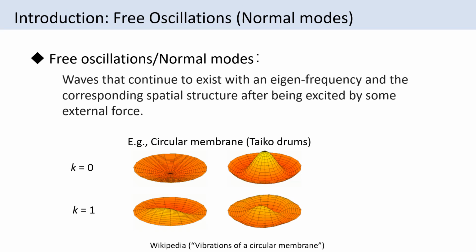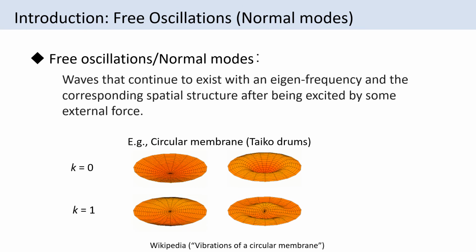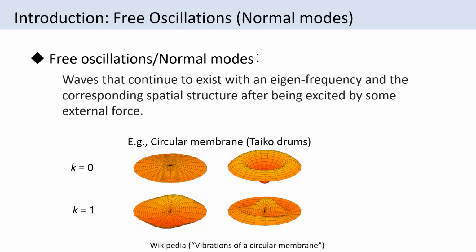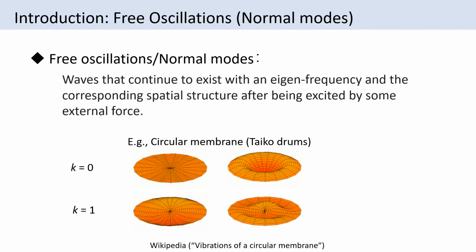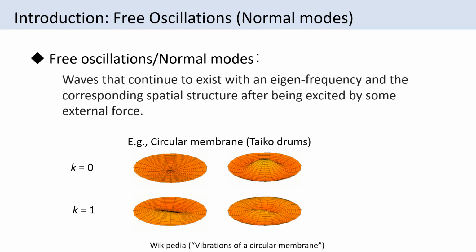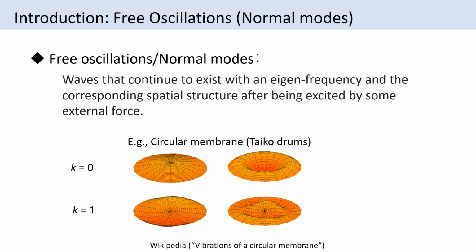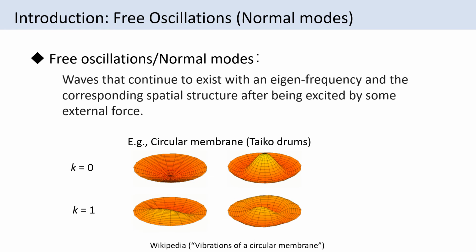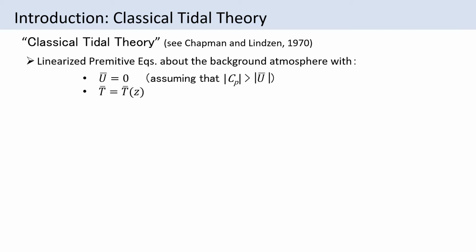The free oscillations, or global normal modes, are waves that continue to exist with an eigenfrequency and the corresponding spatial structure after being excited by some external force. One example is the vibrations of circular membranes like drums. The superposition of different normal modes produces nice music. The same thing happens in a real atmosphere, even though it's much more complicated.